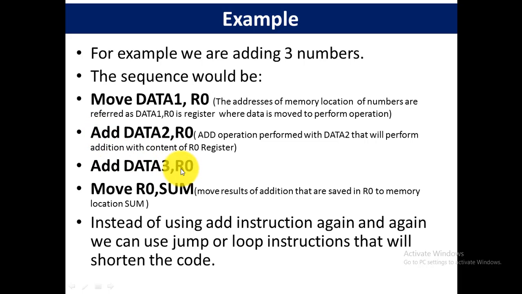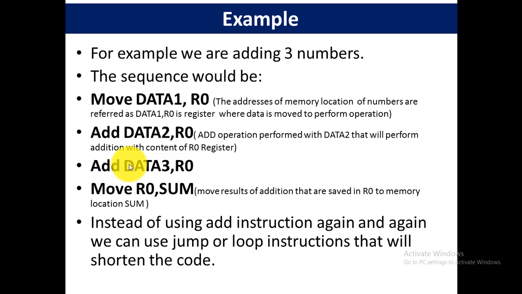Add data 3, R0, in the same way. The third value will be added to R0. Then after that, move R0, sum. It moves the result of the addition saved in R0 to the memory location sum. So in this way, in assembly language, all the instructions will be executed in sequence. Instead of using the add instruction again and again, we can use jump or loop instructions that will shorten the code.